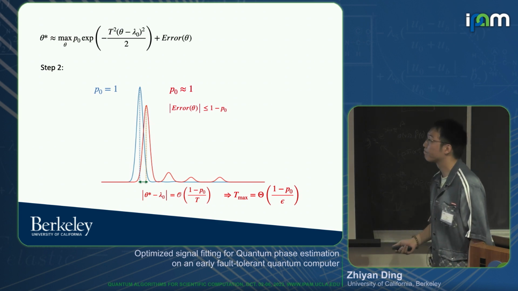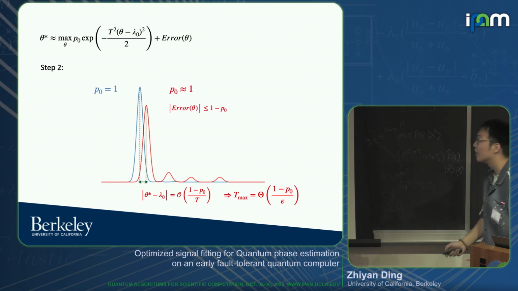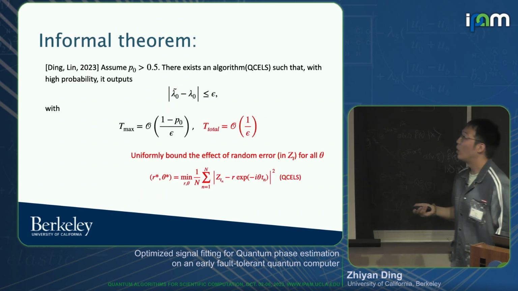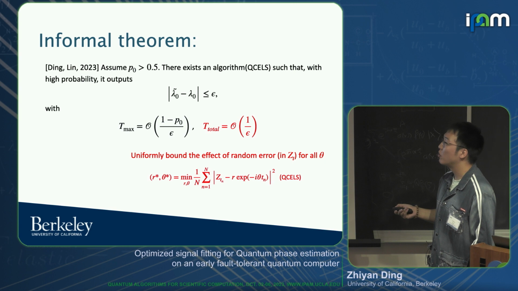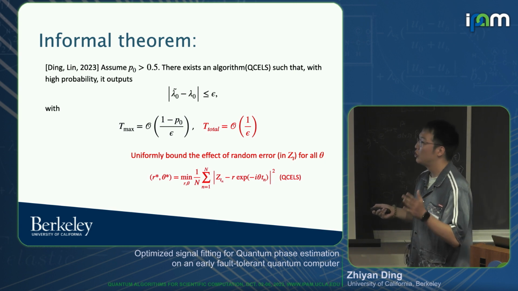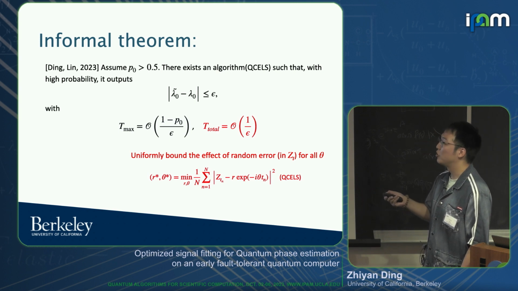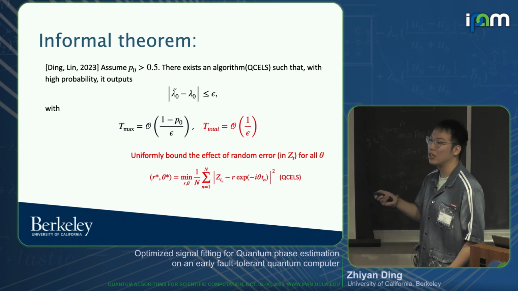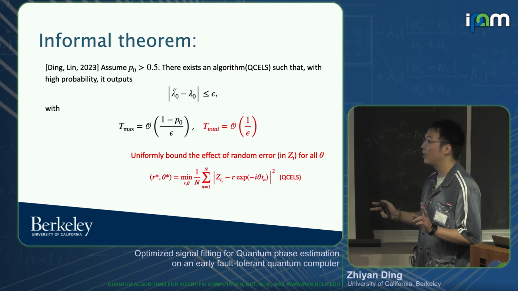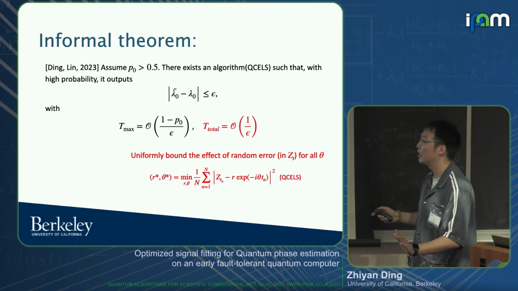Any question here? Okay. So now we go back to our informal theorem. Previously we have already shown that our T max can be 1 minus p0 over epsilon. But to show the Heisenberg limited scaling, it will be a little tricky and involve a complicated calculation.